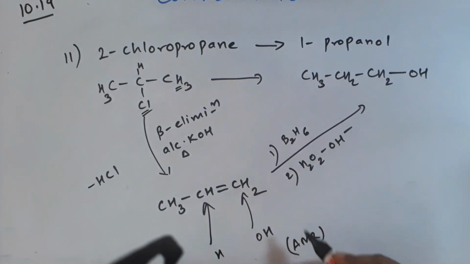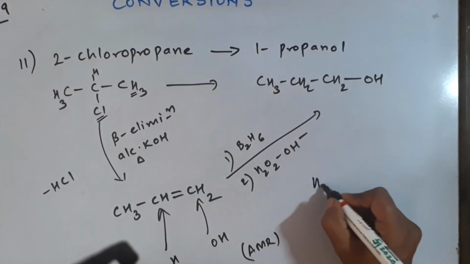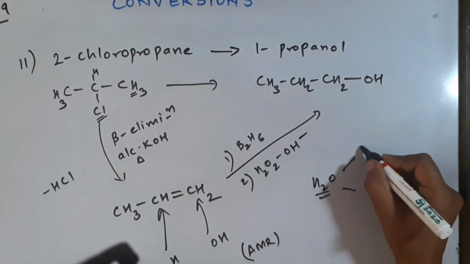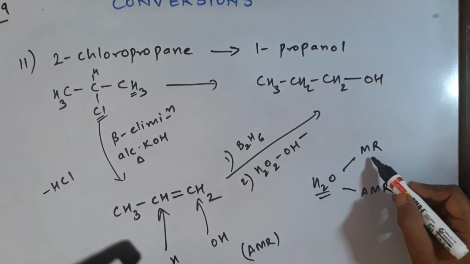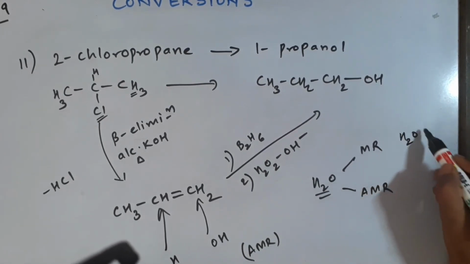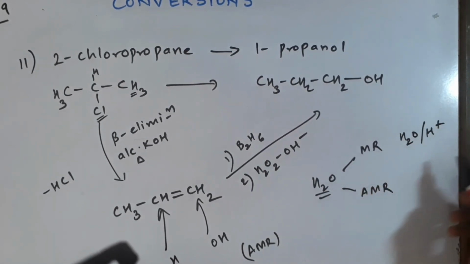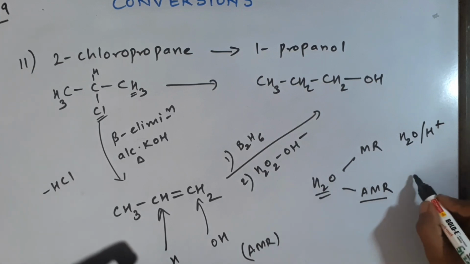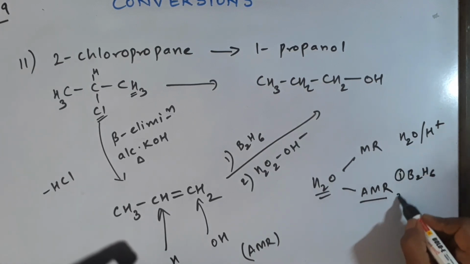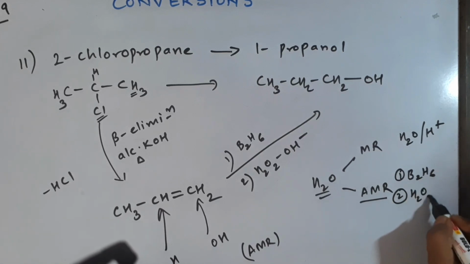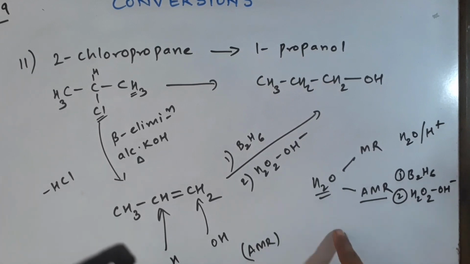So if you have to add water to an alkene, there are two techniques: Markovnikov's technique and anti-Markovnikov's technique. In Markovnikov's technique, the reagent is H2O in the presence of concentrated H2SO4, and in anti-Markovnikov's technique, the reagent is hydroborane, first step, and the second step is oxidation, which is hydrogen peroxide in presence of alkali. Okay, so practice this reaction.